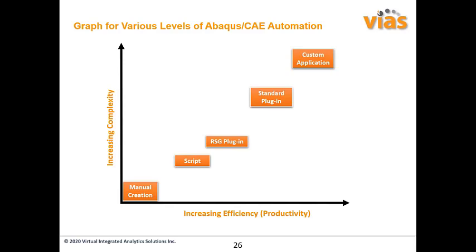For creating a simple script, as you move up on this graph, when you create the script, it doesn't involve increasing complexity, but it does increase your efficiency. And then if you move up even further, RSG, you gain a little bit, but then as you move into a standard plugin or other custom application, you really can increase the complexity of the design itself, but the efficiency gain can be dramatic.